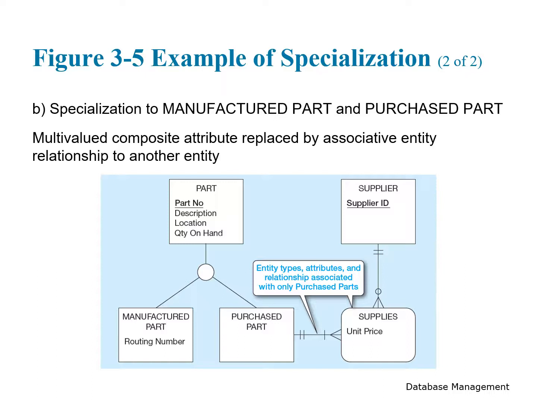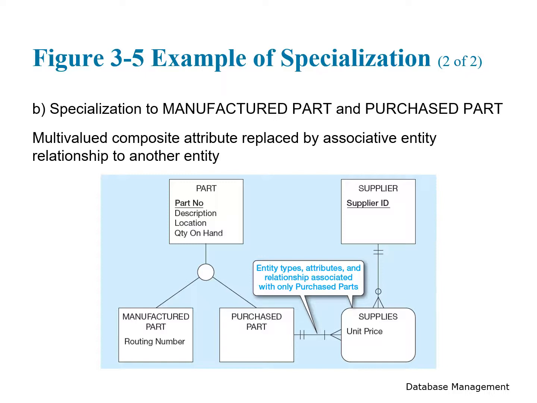Figure 3-5, example of specialization, B: specialization to manufactured part and purchased part. Multi-valued composite attribute replaced by associative entity relationship to another entity. So you can see there are part, with part number, description, location, and quantity on hand, and manufactured part, with routing number. Purchased part relates to supplier, with supplier ID, and supplies, with unit price. So there are an entity type, attribute, and relationship associated with only purchased part.